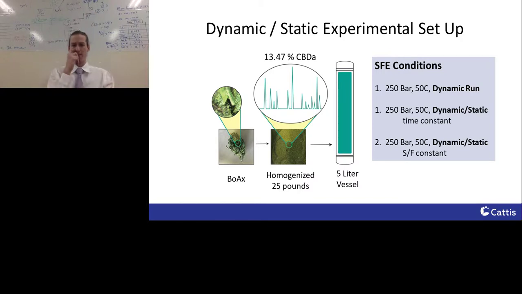That's trial number 2. And then trial number 3, we're extracting once again at 250 bar, 50 C, and we're also taking a static dynamic approach. But now we're keeping our solvent to feed ratio constant with trial 1. When I say solvent to feed, I mean the ratio of grams of solvent used over grams of starting material. And that ratio is constant with trial 1. So let's look at some data.